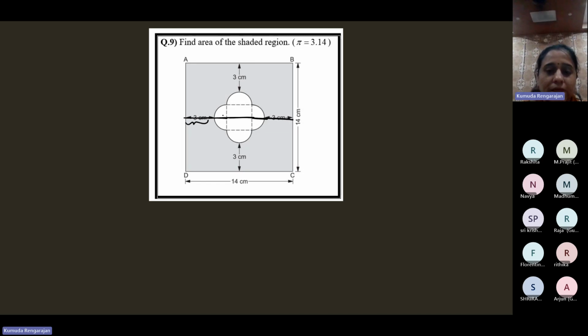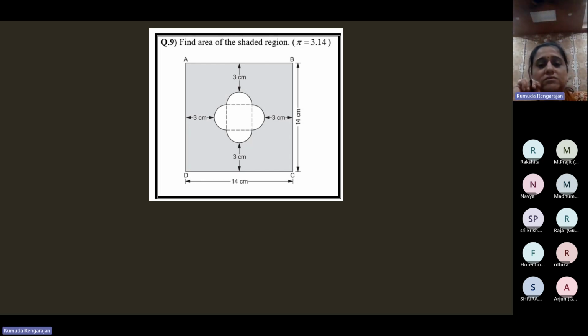This is 3. This is r. This one is r. This one is 2r. This one is r. Plus 3 is equal to 14. When you work this, you will find the value of r. Once you find the value of r, you know that these 4 semicircles put together make 2 circles.